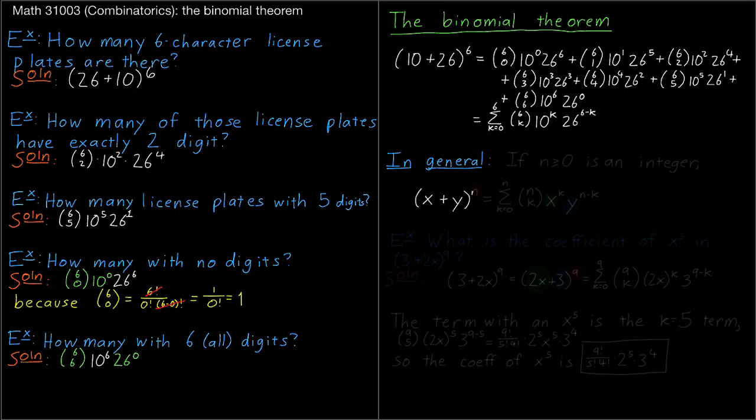(x plus y) to the n is always going to equal the sum from k equals 0 to n of n choose k times x to the k times y to the n minus k. And this is true if n is a non-negative integer. That's sort of all you need.